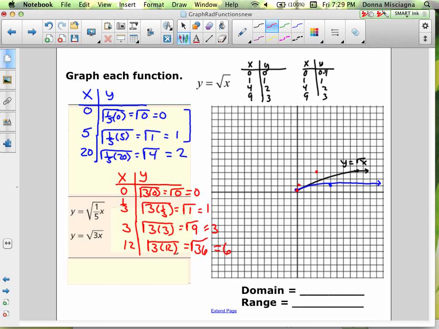1, 2, 3, 4, 5, 6. Oops, there's my point. Right, and so here is my graph. And it went just a little high. I don't know if it'll move for me. Probably not.